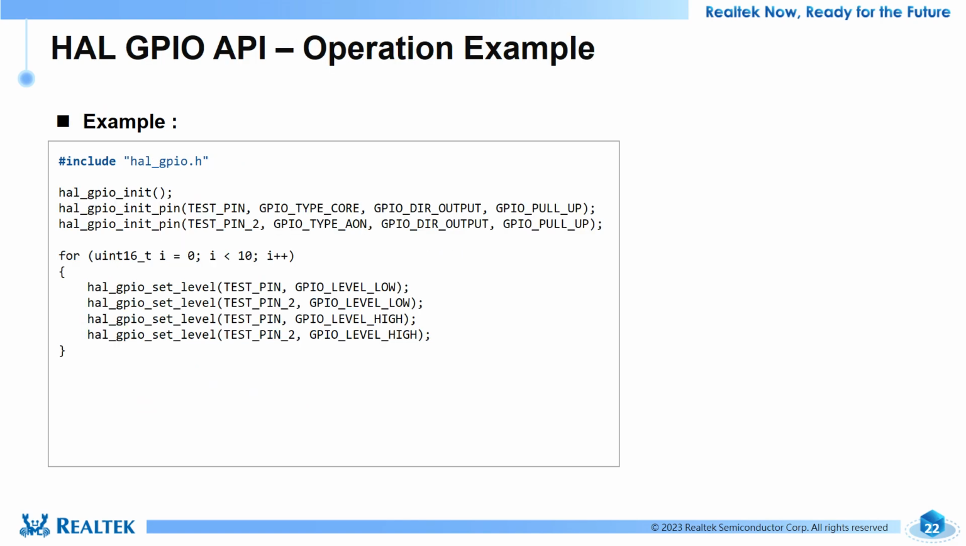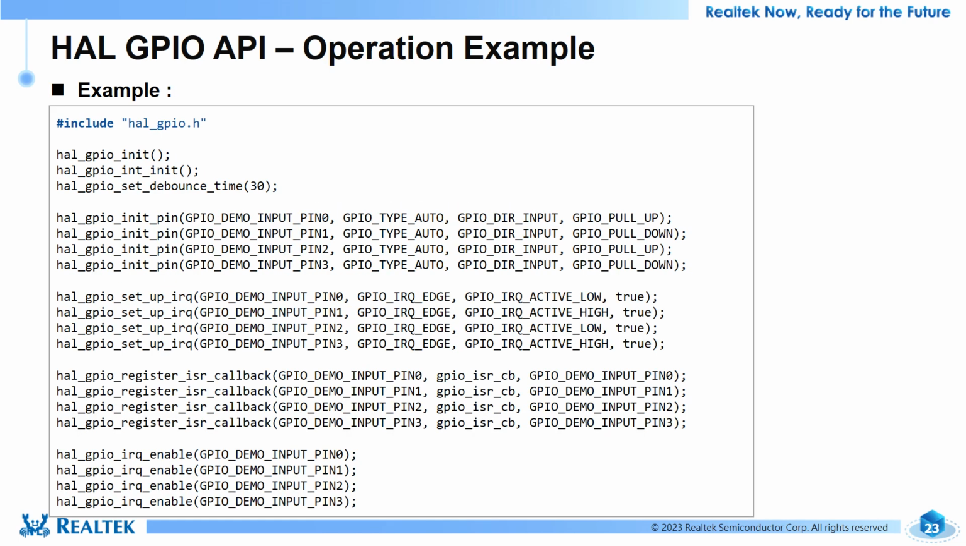In order to use GPIO more conveniently, it is recommended to use the HAL GPIO API. Below is an example of GPIO in output mode. First, call HAL GPIO init to enable GPIO clock. Call HAL GPIO init pin to initialize a pin to GPIO output mode. Then call HAL GPIO set level to set the pin output level.